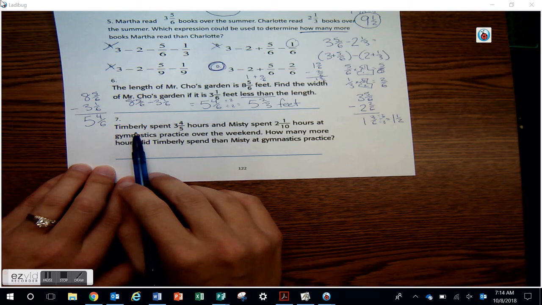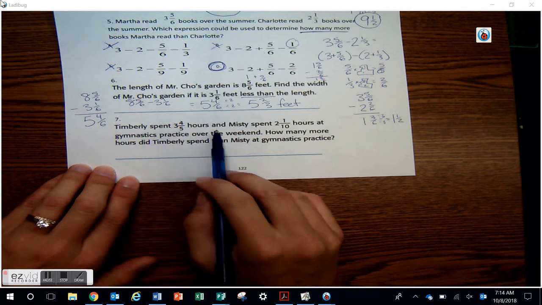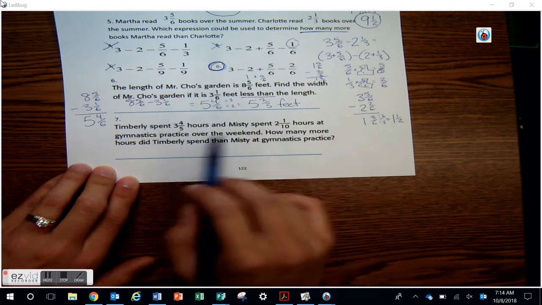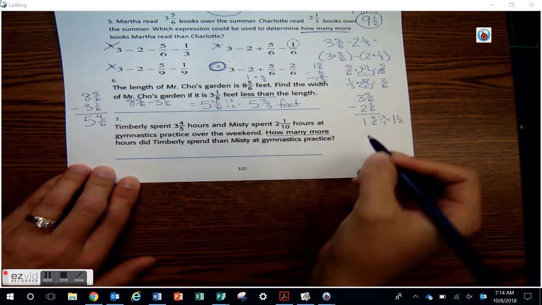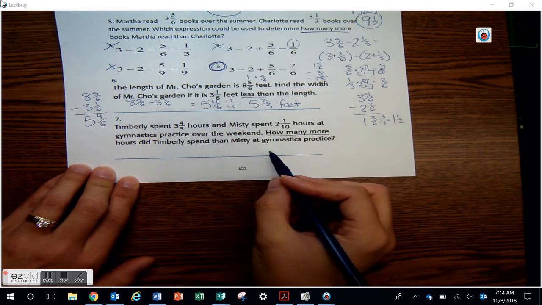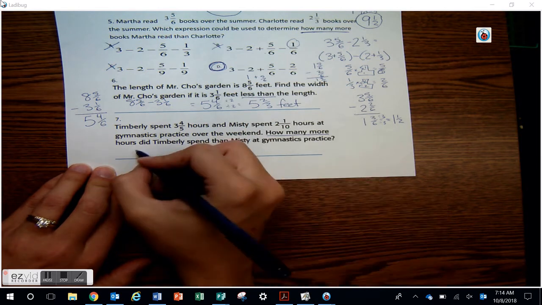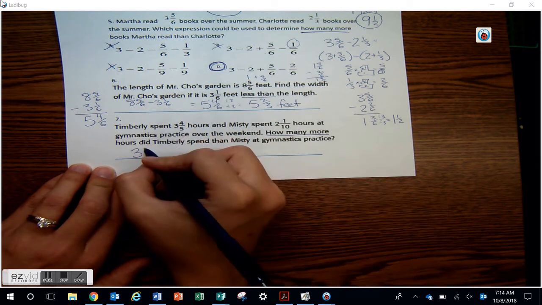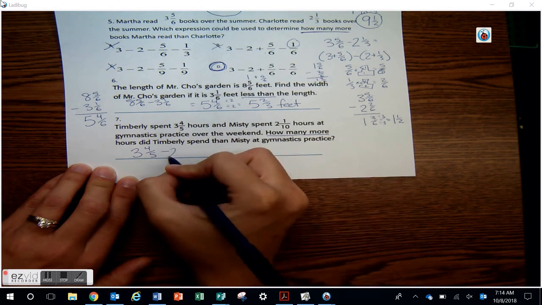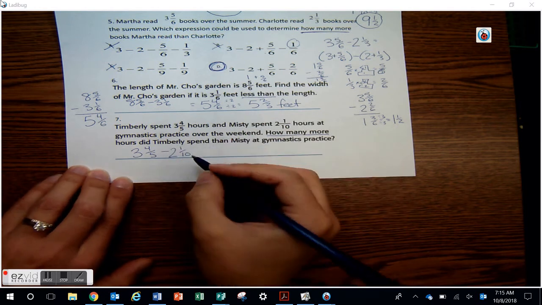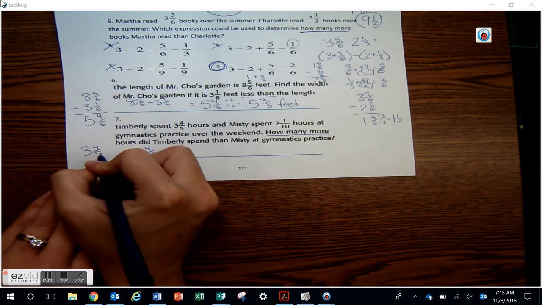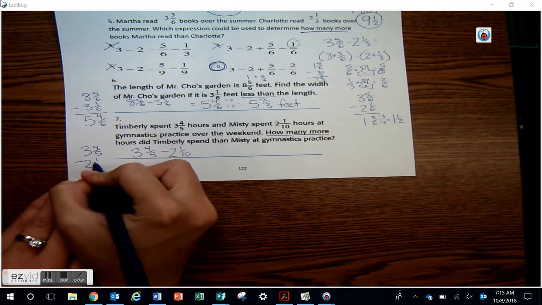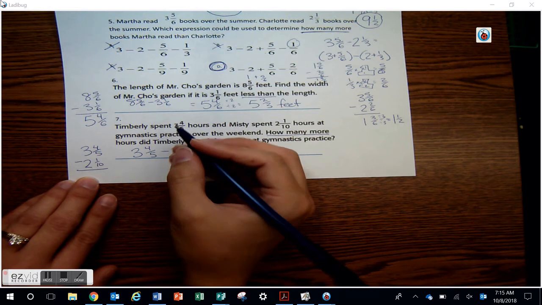Okay. Timberly spent 3 4/5 hours and Misty spent 2 1/10 hours at gymnastics practice over the weekend. How many more hours did Timberly spend than Misty at gymnastics practice? So we're going to do how many more did she spend than Misty. So in order for me to do that, I'm going to rewrite my problem vertically. It's easier for me to subtract that way. And I'm going to get a common denominator.